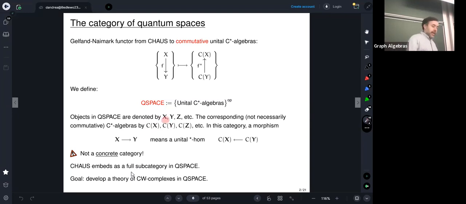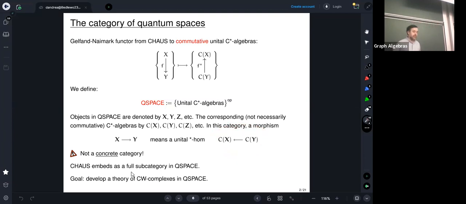I will denote by X the dual object in the opposite category, and so on. C(Y) will be a unital C*-algebra whose dual object is Y, and so on. When I write an arrow from bold X to bold Y, so a morphism in this category of quantum spaces, I should say compact quantum spaces, this really means that what you have is a unital star homomorphism going in the opposite direction from the C*-algebra of Y to the C*-algebra of X.